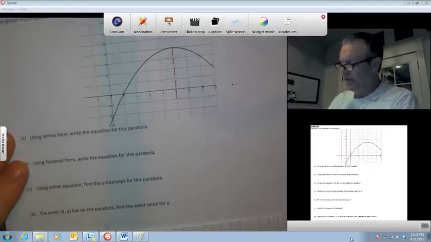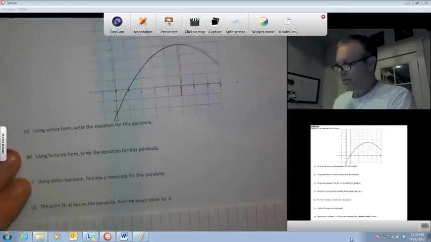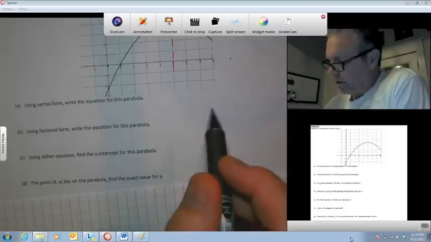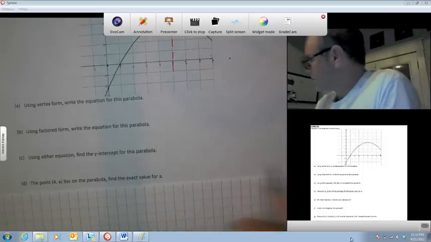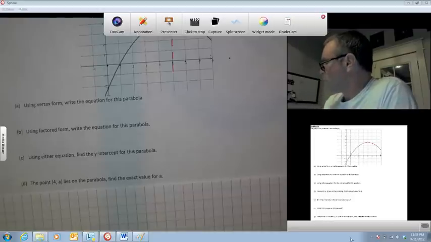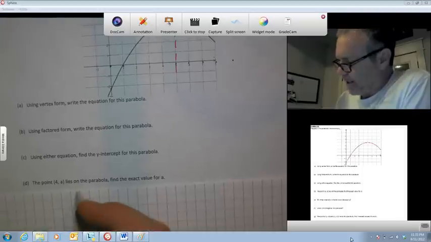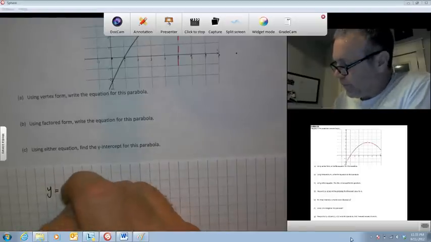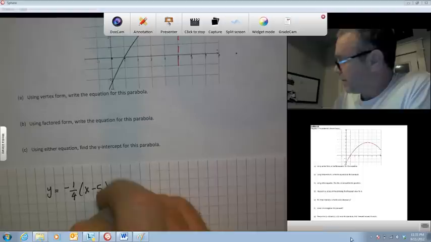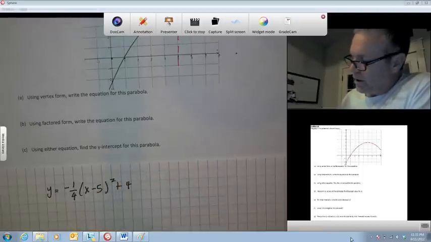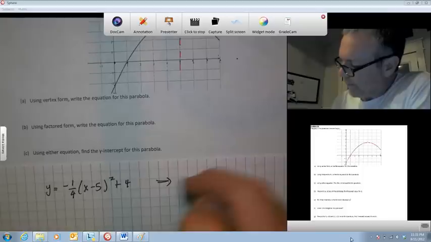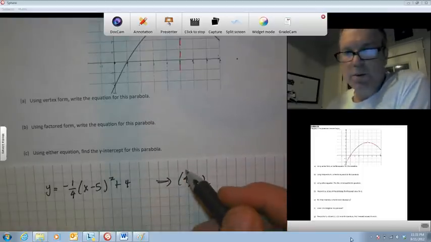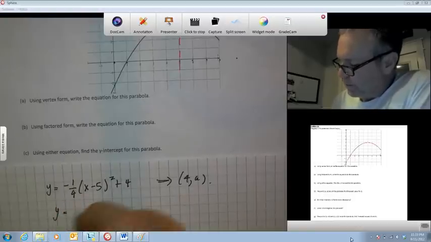Part D asks, the point (4, a) lies on the parabola. Find the exact value for a. So again, we can use either one of the equations that we found before, the factored form or the vertex form. I'm again going to use the factored form, and I'm going to write that out. y is equal to negative 1/4 times the quantity x minus 5 squared plus 4. And then it says if (4, a) lies on the graph, so we're going to just plug in the 4 for x and then see what we get for the y.